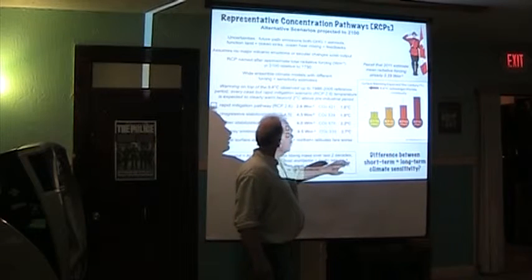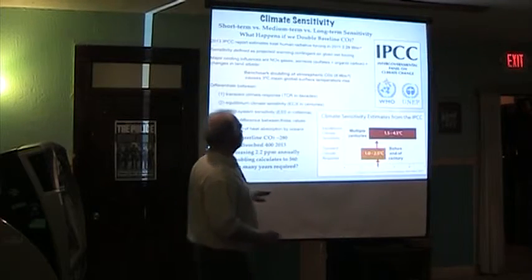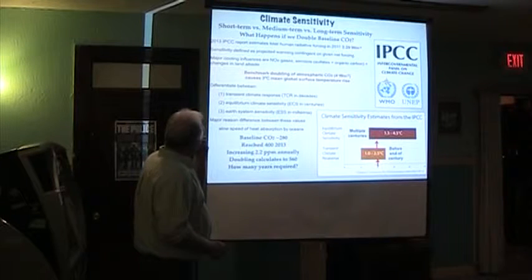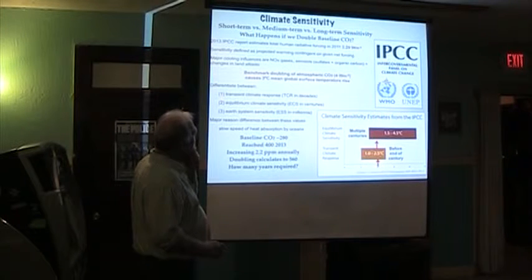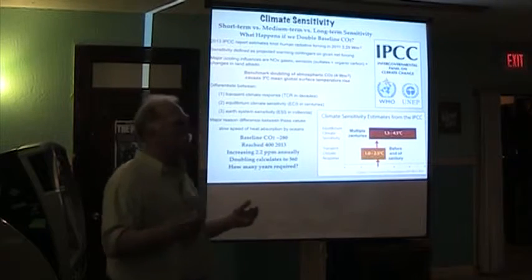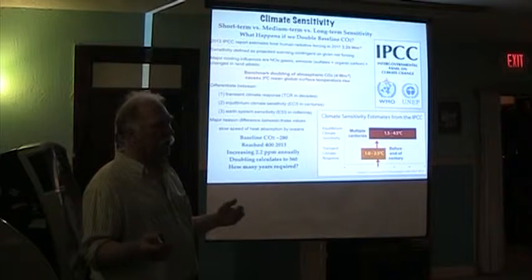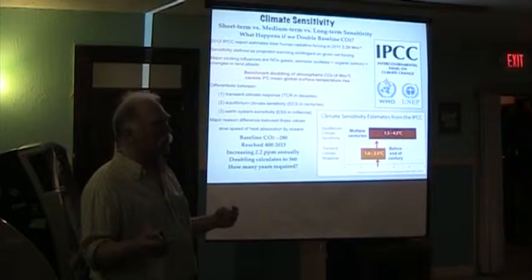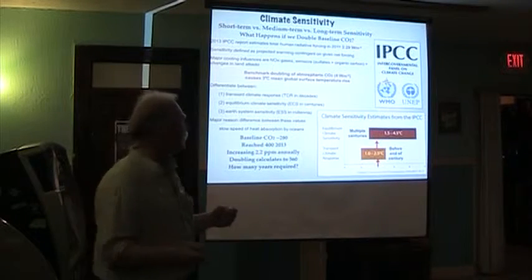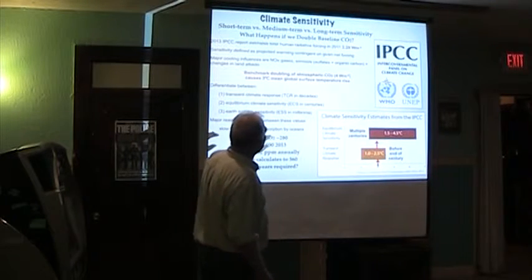Okay, is there a difference between the short-term and the long-term climate sensitivity? And the answer is, of course, yes. All right, so climate sensitivity, again an awkward term, just means if you double baseline CO2, how much of a temperature rise do you expect to see? And a lot of data point towards 3 degrees centigrade from baseline if you double the CO2. So a lot of the estimates deal with that.